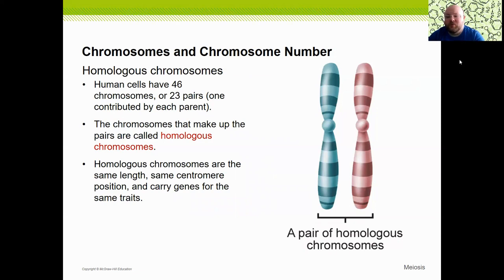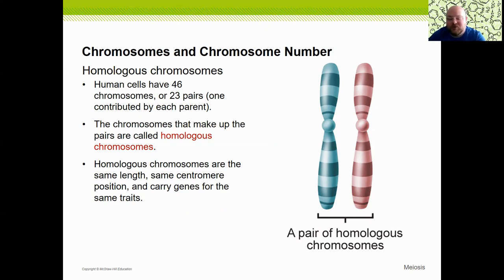Now, for chromosomes, we tend to use the term homologous. A homologous chromosome means basically they're similar, they're paired up, they're matched. Let's look at humans. Humans have 46 chromosomes, which means there are 23 different pairs. One of the chromosomes from the pair comes from the mother, and one comes from the father. So the chromosomes that make up these pairs are called homologous chromosomes. Again, they look alike, they're similar height, they code for the same type of genes, the same type of traits.